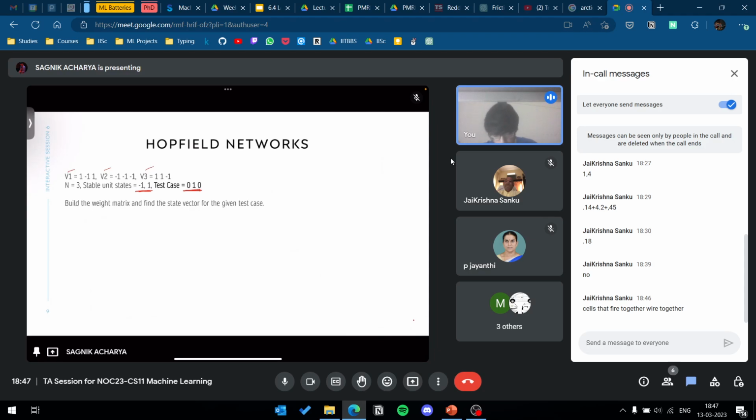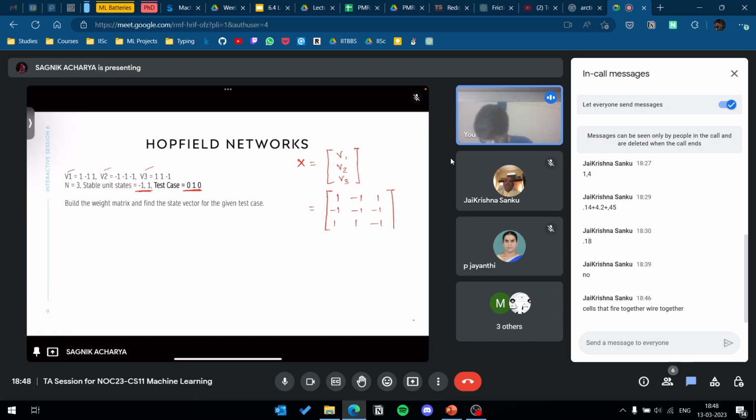So for this case, I have v1, v2 and v3, right? I'll build my input matrix basically. It is built like this: v1, v2, v3, so every input is a row here. So in our case, v1 is 1 -1 1, v2 is all -1, v3 is 1 1 -1, right?